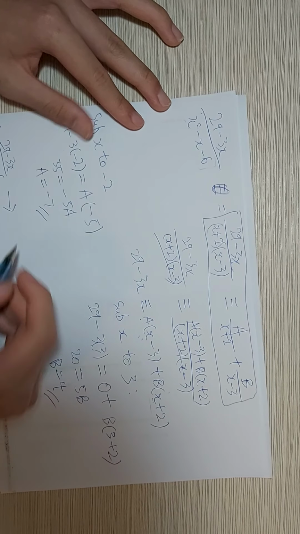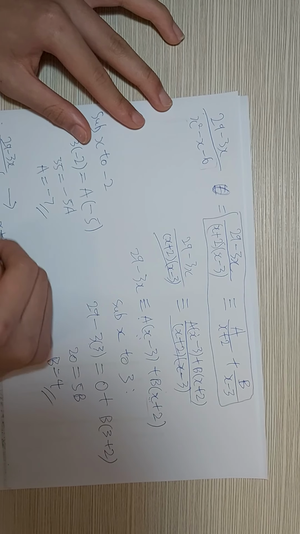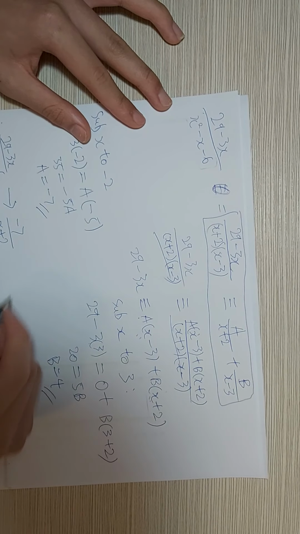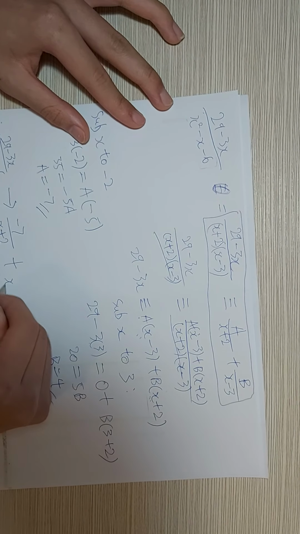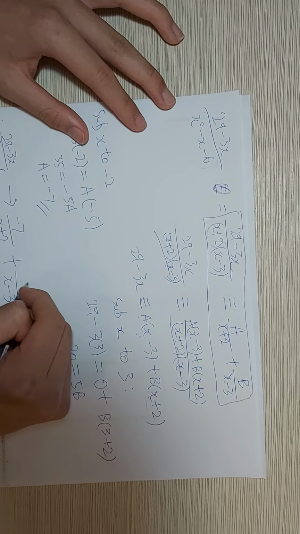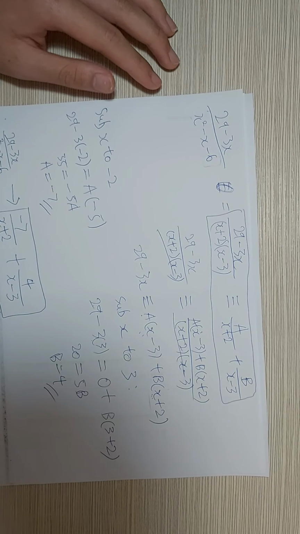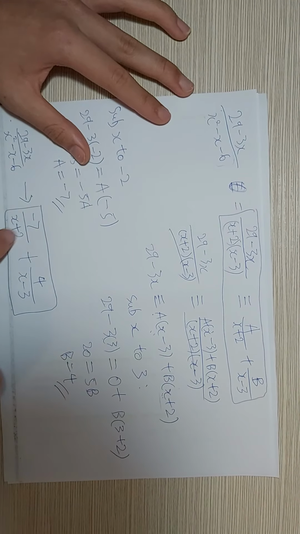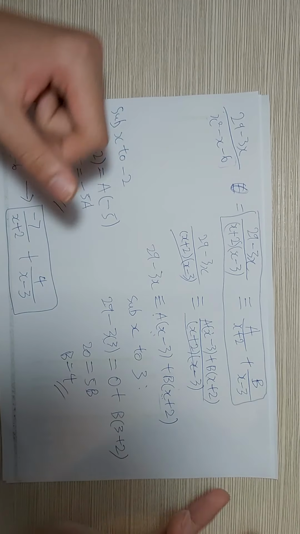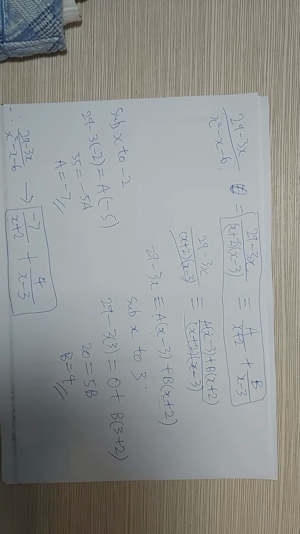can be decomposed into negative 7 over x plus 2, plus 4 over x minus 3. Cool. And this is our answer. If you want to check it, you just combine them. So this is the end of our video. This is what partial fraction decomposition does.